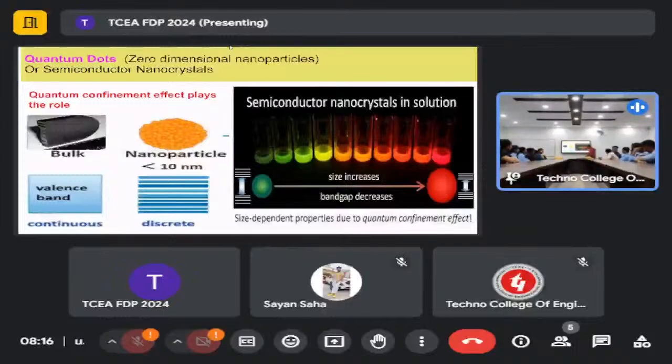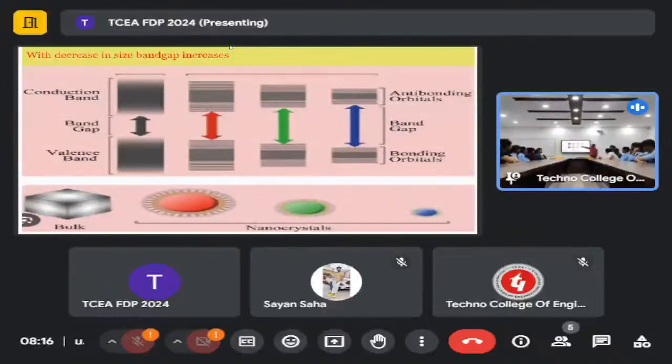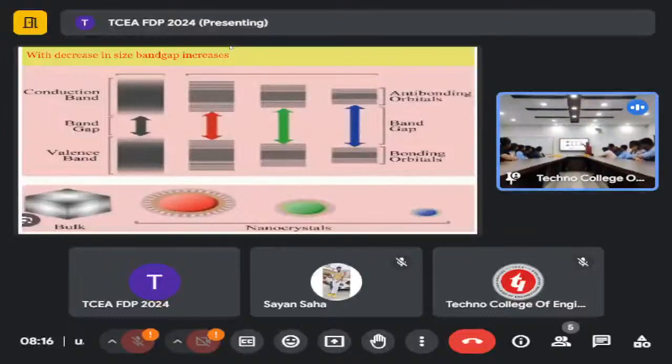In the next slide you may get the idea about this. From the bulk to the nanometer range, we are decreasing the size of the nanoparticles. Here band gap actually increases. If the band gap increases, we may have transition in different levels, and we may have different color. It is only because of the change in the band gap that nanoparticles, especially semiconductor nanoparticles, show different color.